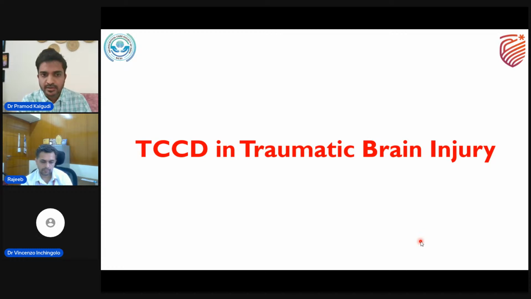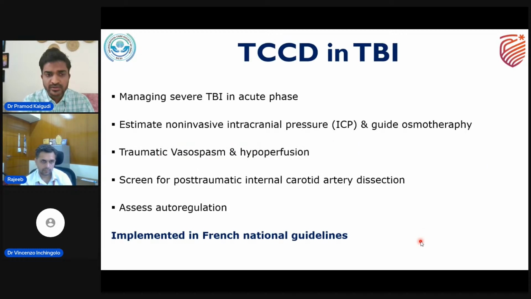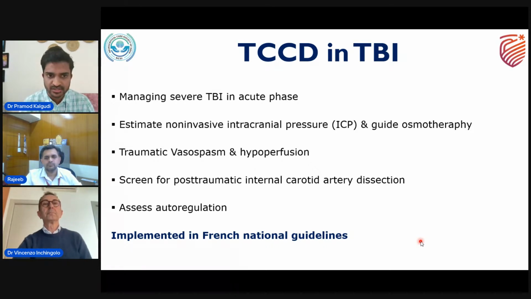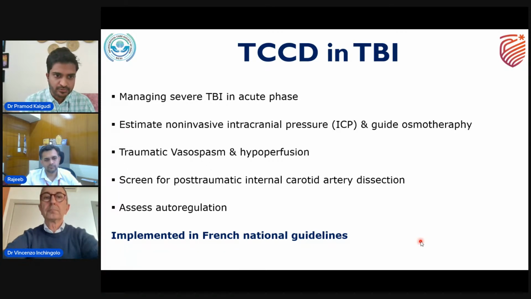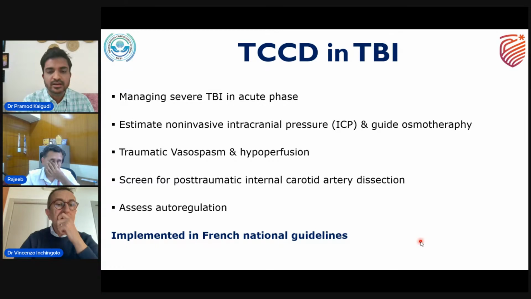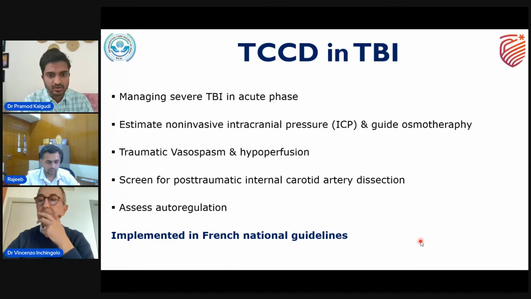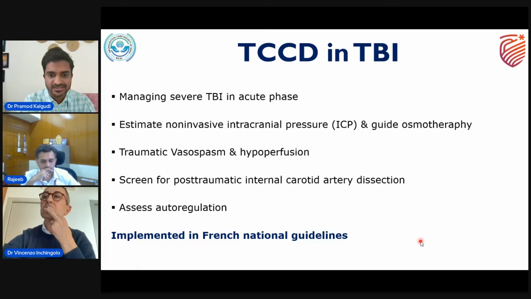So let's discuss uses of TCCD in traumatic brain injury. To start off with, it plays a very important role in managing patients acutely when essential at bedside, especially in patients with severe TBI. It helps us to estimate intracranial pressure non-invasively and also guides us to administer osmotherapy in these patients. Let alone diagnosing traumatic vasospasm and hypoperfusion, it also helps us to screen for post-traumatic internal carotid artery dissection, and we can also titrate our therapy based on the assessment of autoregulation using TCCD. Unfortunately, none of the guidelines for managing TBI patients have included TCD or TCCD based therapies or diagnostic modalities, except the French national guidelines.